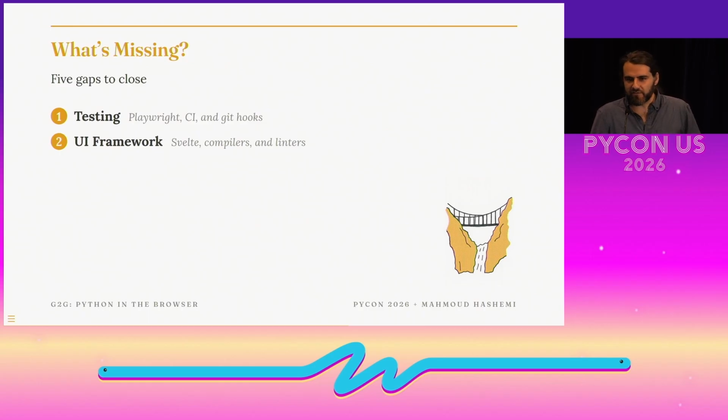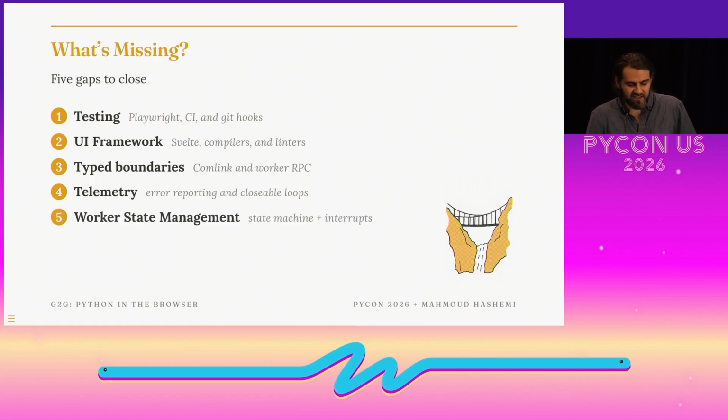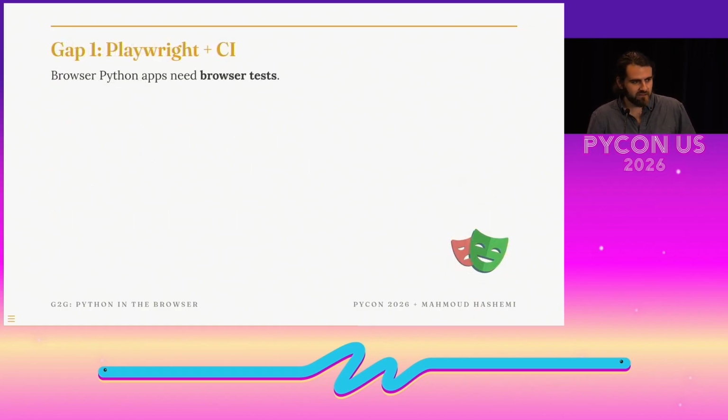It didn't use a UI framework. Everything was vanilla DOM. And then we also had typed boundaries, like Comlink, something that it didn't use. It just used promises. And finally, telemetry and worker state management. So let's go through them one by one.